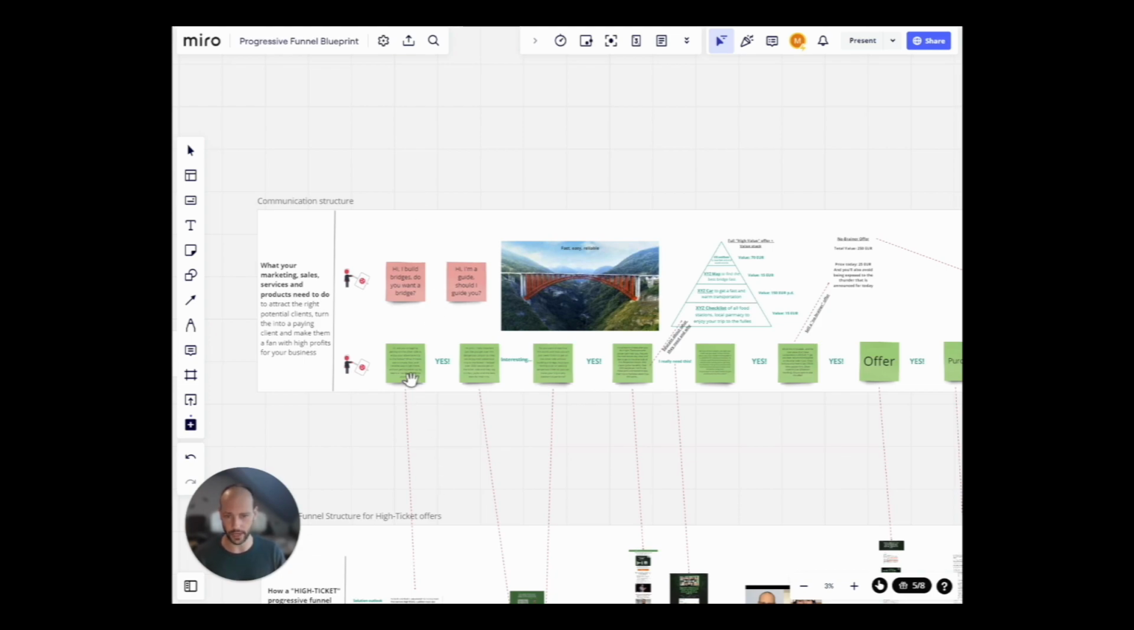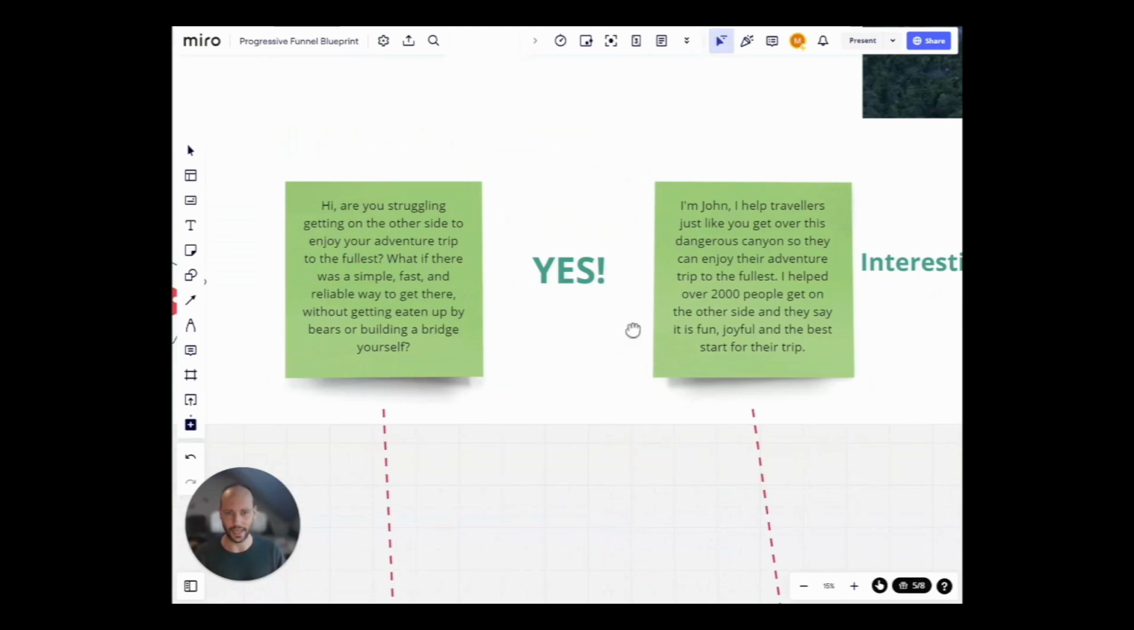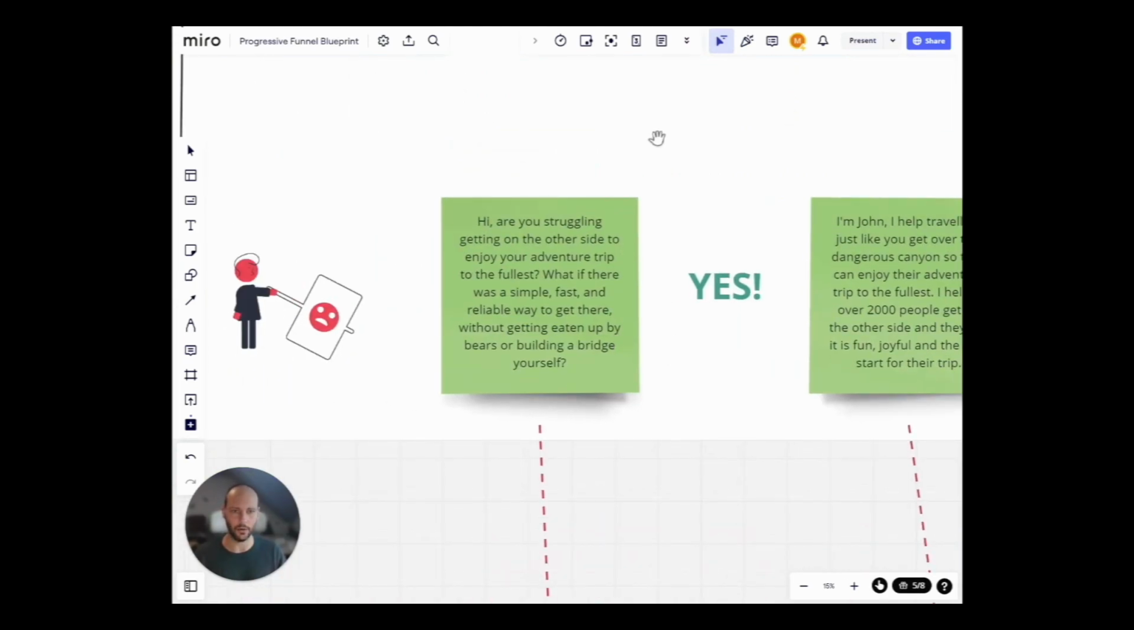A better way to do that is to walk them over this bridge by creating content where they can say yes on small steps. You see that here, yes, yes, yes, interested. So for example, let's take the example of a person that builds bridges. And the main message in the beginning is, hey, are you struggling getting on the other side to enjoy your adventure trip to the fullest? Right? And so on. And then they say, oh, yes, that's me. I'm struggling. I'm afraid that I get eaten up by bears.